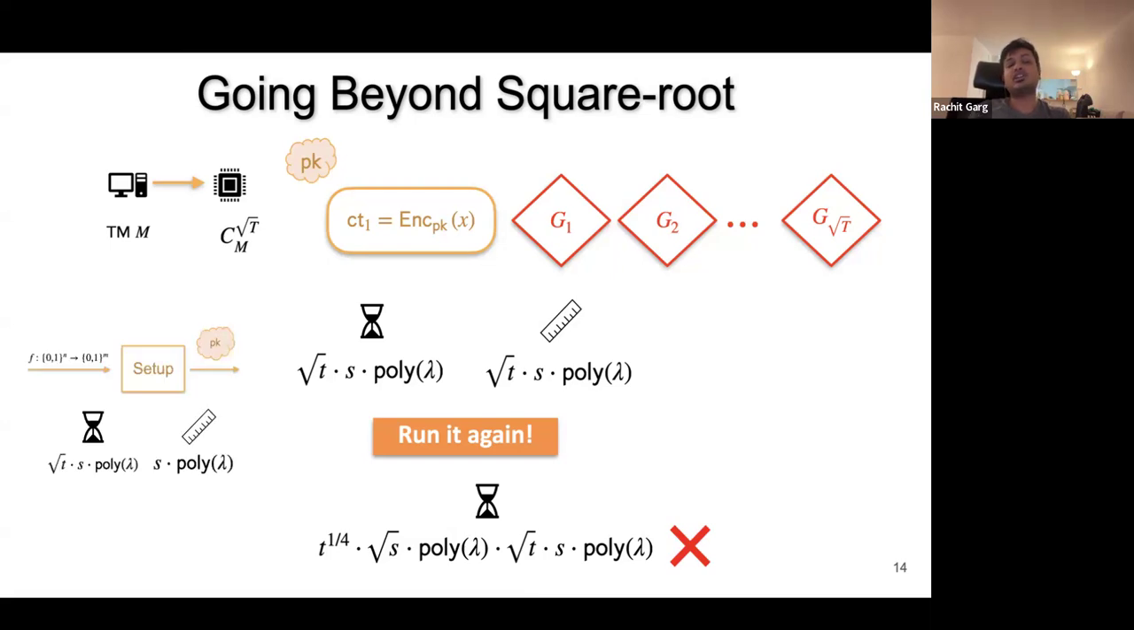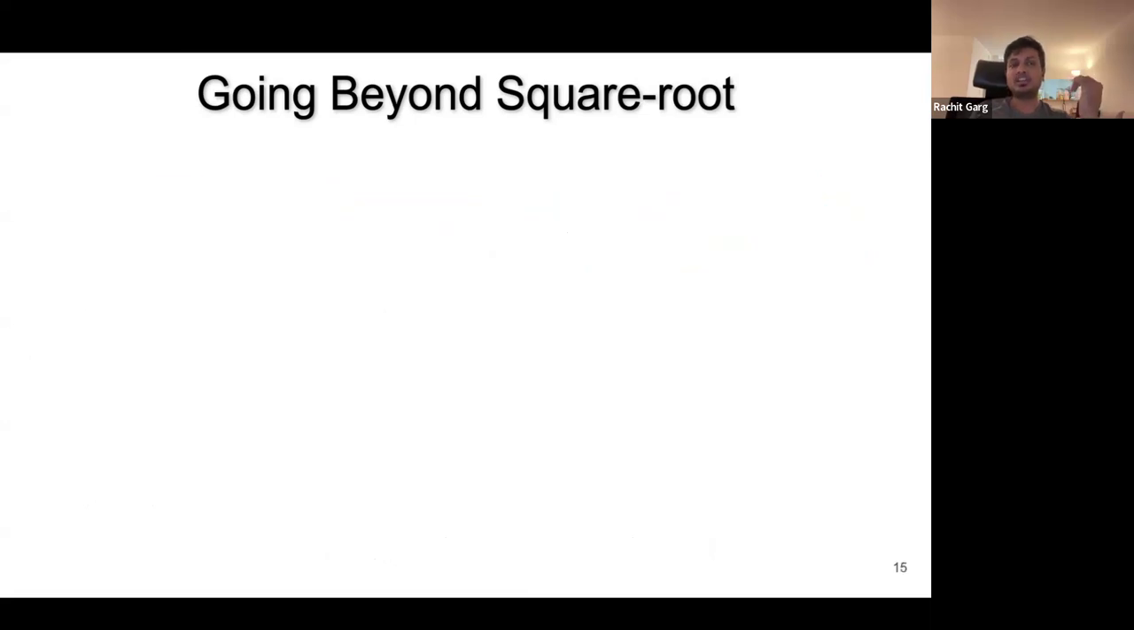So our main observation here is to actually go beyond square root. Notice that LFE is sort of asymmetric. Even though it takes a lot of time to compute, it outputs something very, very short. So can we use this asymmetry? So what do I mean?